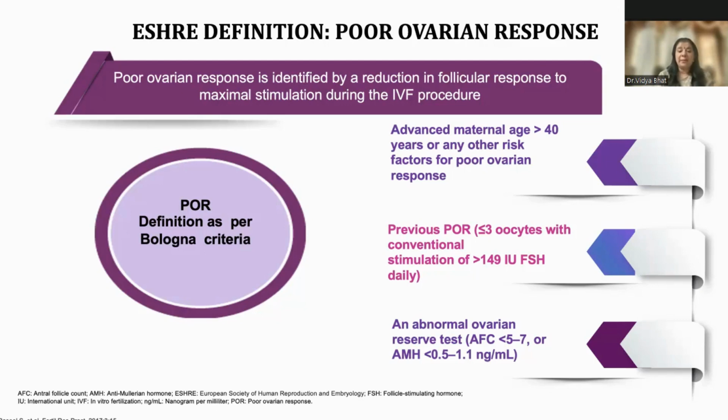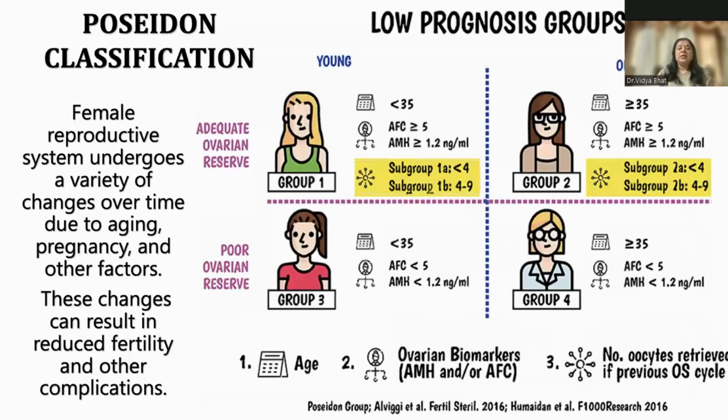The normal AMH level is between 2 to 5. If it is above 5, then we call it hyperstimulation. If it is between 1 and 2, it is decreased ovarian reserve, and below 1, we call it poor ovarian reserve. So what is this Poseidon classification?